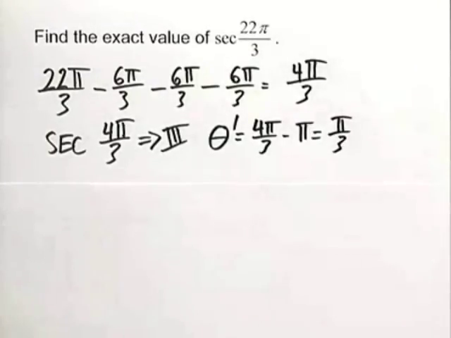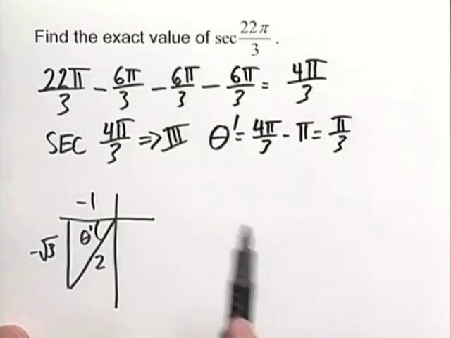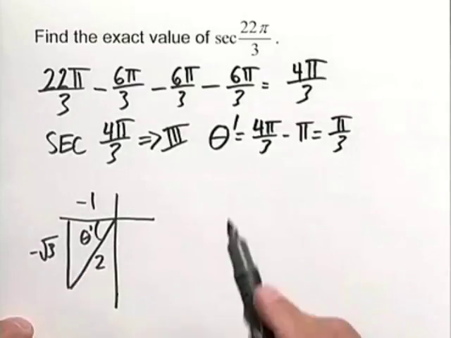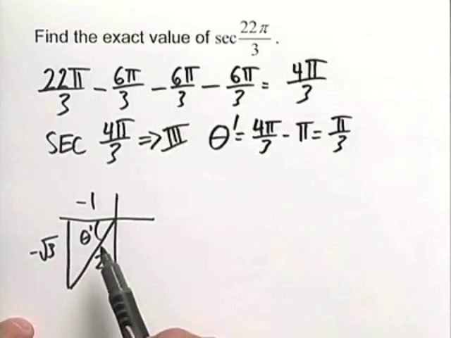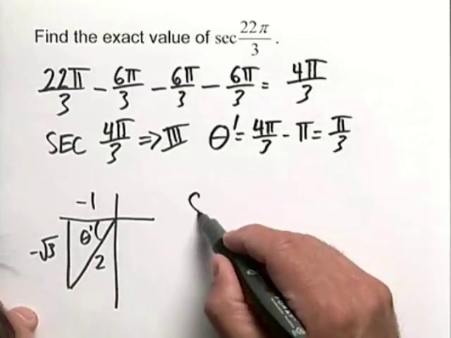So let's look at our base triangle when our reference angle is pi thirds, and we have this drawn here in the third quadrant. We are looking for the secant of 4 pi thirds. And the secant, remember, is the hypotenuse over the adjacent side. So let's tie this all together.